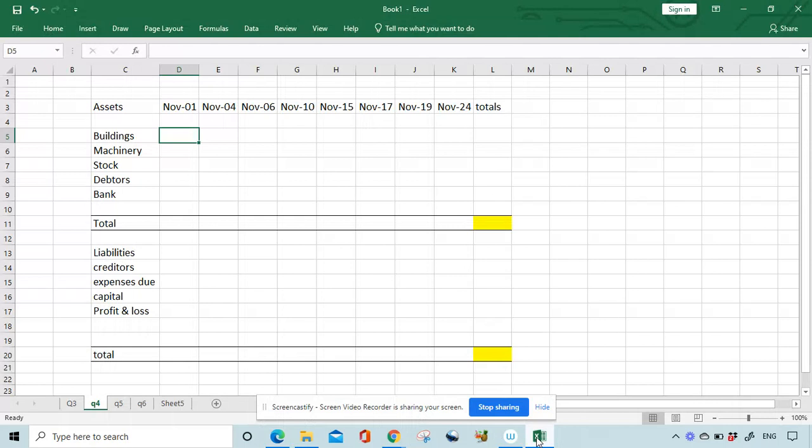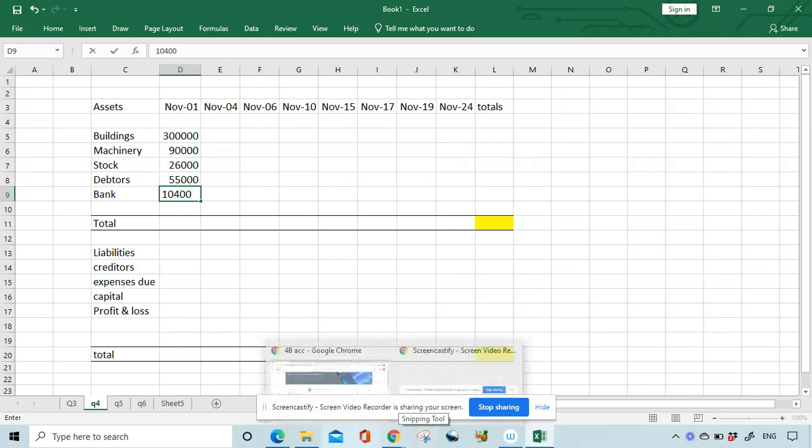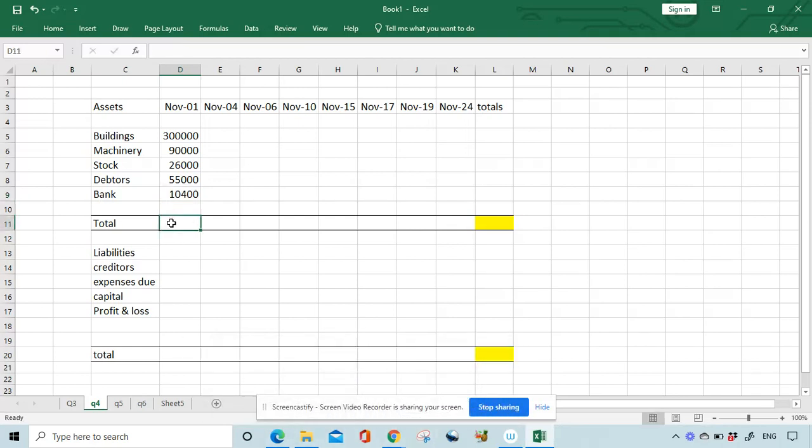So buildings, 300,000. Machinery, 90,000. Stock, 26,000. Debtors, 55,000. Bank, 10,400. And then I'm going to total these now. So that equals sum.